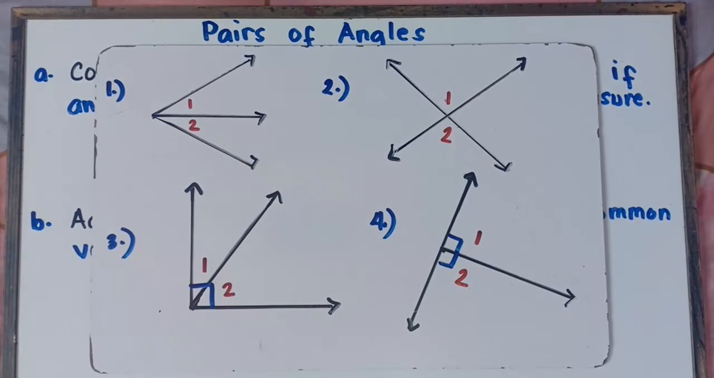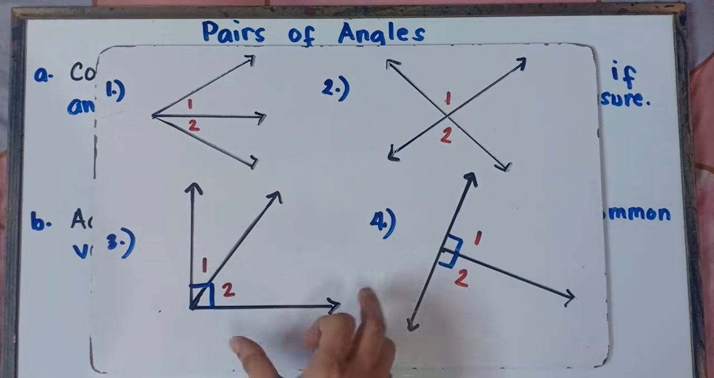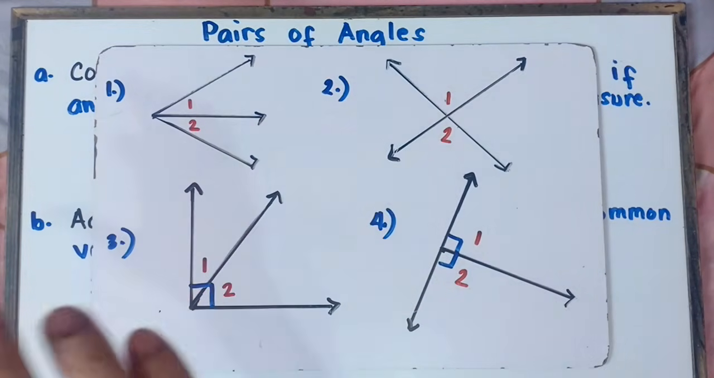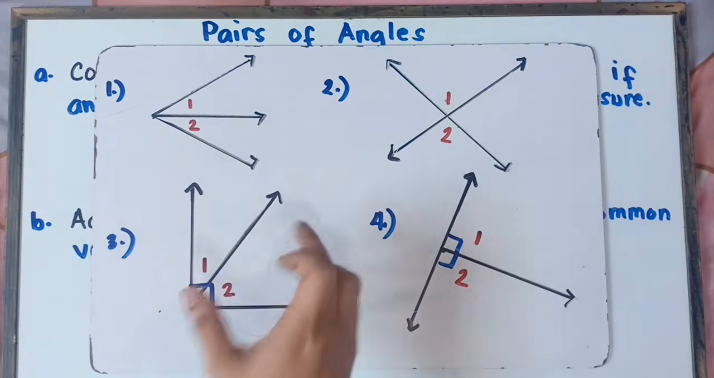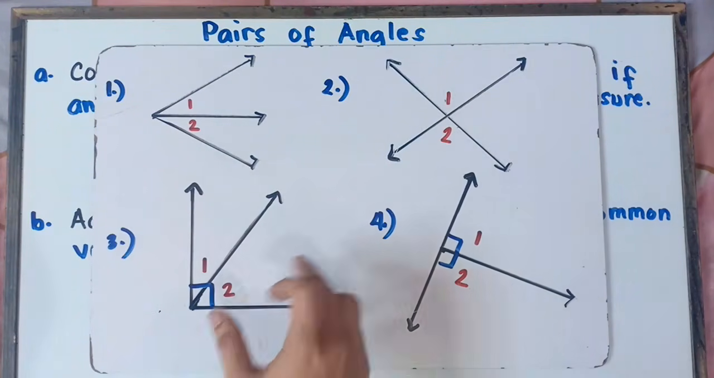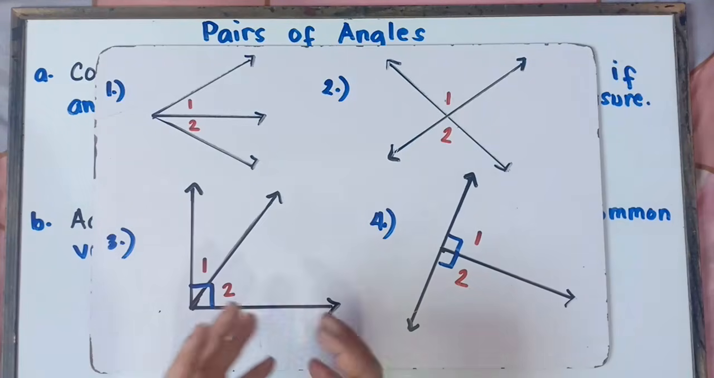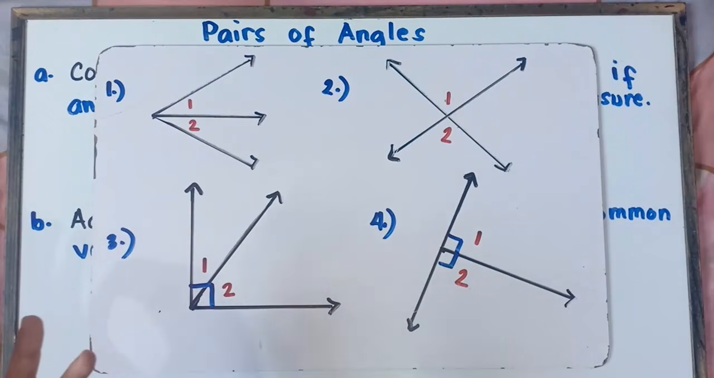Our topic for today's class is all about the pairs of angles. So without further ado, let's do this topic. Later on in class, we'll be answering our activity. We're going to determine if the given angles are congruent angles, adjacent angles, complementary angles, supplementary angles, linear pair, or vertical angles. There will be instances where the answer could be 1, 2, or more than 2.